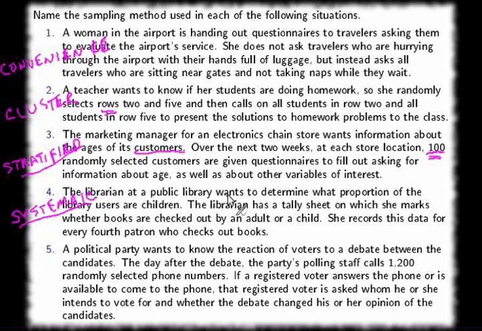Number 5. A political party wants to know the reaction of voters to a debate between the candidates. The day after the debate, the party's polling staff calls 1,200 randomly selected phone numbers. If a registered voter answers the phone or is available to come to the phone, that registered voter is asked whom he or she intends to vote for and whether the debate changed his or her opinion of the candidates. This is a simple random sample because we're simply taking a random sample from all possible people. Now, we're taking a random sample of 1,200.